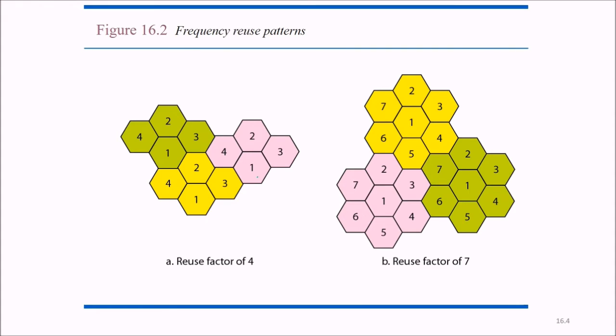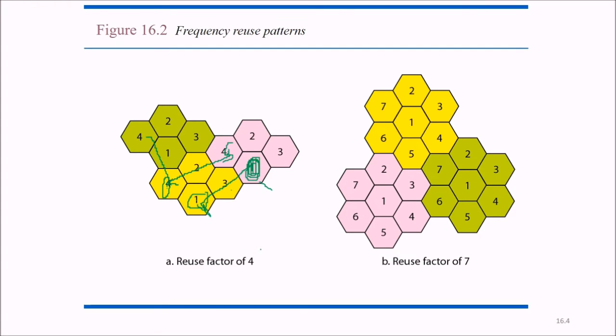This is a frequency reuse pattern, meaning how you are going to reuse your frequency. This is a reuse factor of 4, that means 1, 2, 3, 4. Now you can reuse frequency 1 here, and frequency 4 here. See, these cells or regions are far apart. They have quite a distance, so there will be no interference. Those people who are talking here are using the same frequency which is being used here.